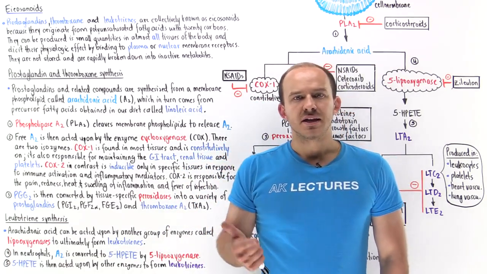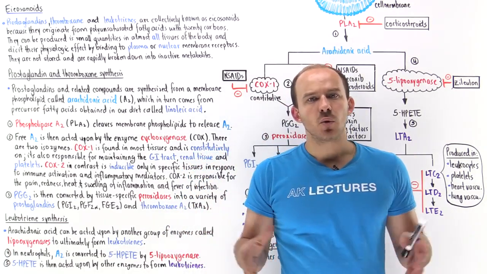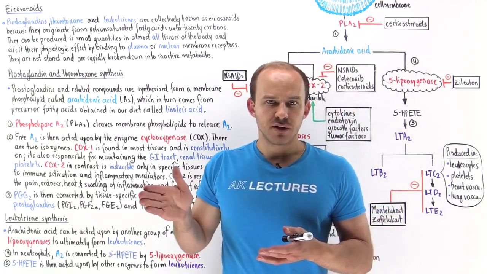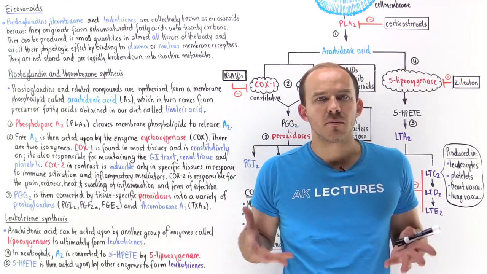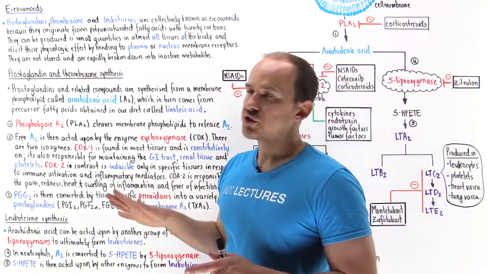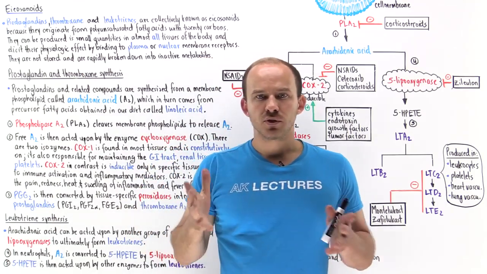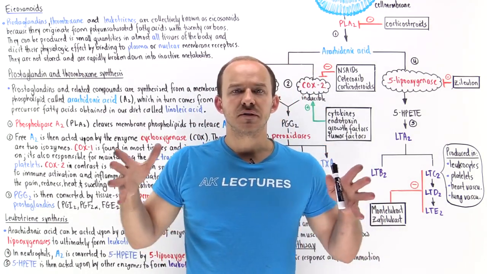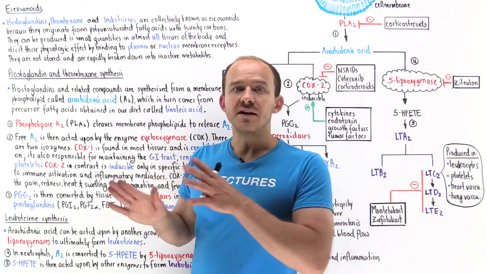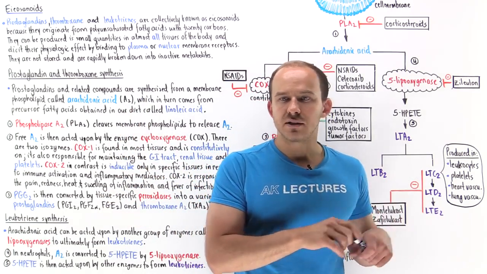Prostaglandins, leukotrienes, and thromboxane are collectively known as eicosanoids, and that's because they originate from polyunsaturated fatty acids that contain 20 carbon atoms. In fact, the prefix eicosano means 20 atoms. Now, these molecules are produced by essentially all the different types of tissues in our body in very small quantities, and they act as important local mediator molecules.